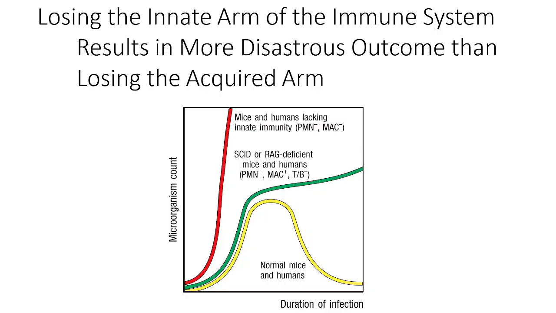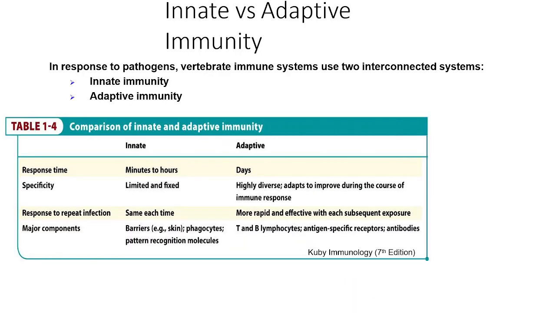The last one is where it lacks the innate immunity. So these individuals lack the first line of defense, neutrophils, the PMNs, and the macrophages. So without the immediate responders, the microorganism count explodes exponentially from the very beginning. The adaptive immune system takes a lot of time to activate, but by the time they normally kick in, the pathogen load is already lethal, and this can lead to a more disastrous outcome, finally death.